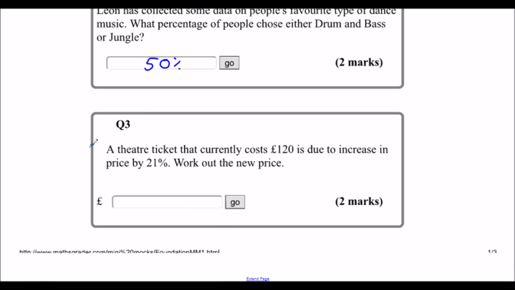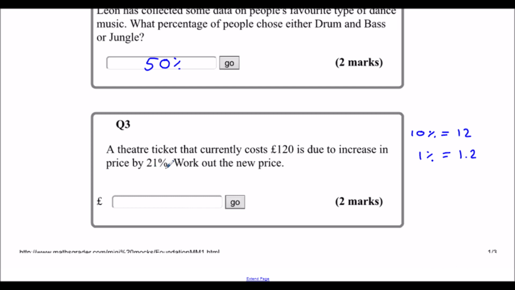Question 3. A theatre ticket that currently costs £120 is going to increase in price by 21%. Work out the new price. So we need to add on 21% to £120. So 10% is 120 divided by 10, which is £12. And 1% is 10% divided by 10. So 1% is 1.2 or £1.20.